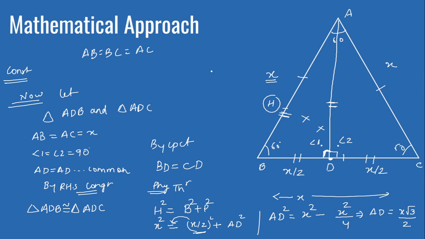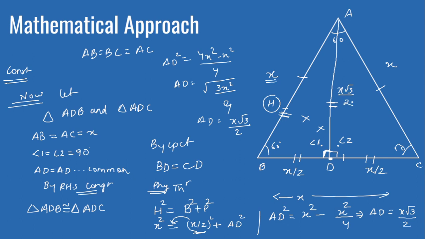Now on simplifying, we get AD square equals x square minus, solving this and transferring this term to the LHS, x square upon 4. On solving, we get 4x square minus x square divided by 4 equals AD square. Now on removing the square, we'll get the root. This will be 3x square by 4, and taking x square out from this root, we get x times root 3, and root 4 is 2. So the value of AD will be x times root 3 upon 2. So this unknown side AD is x root 3 by 2.